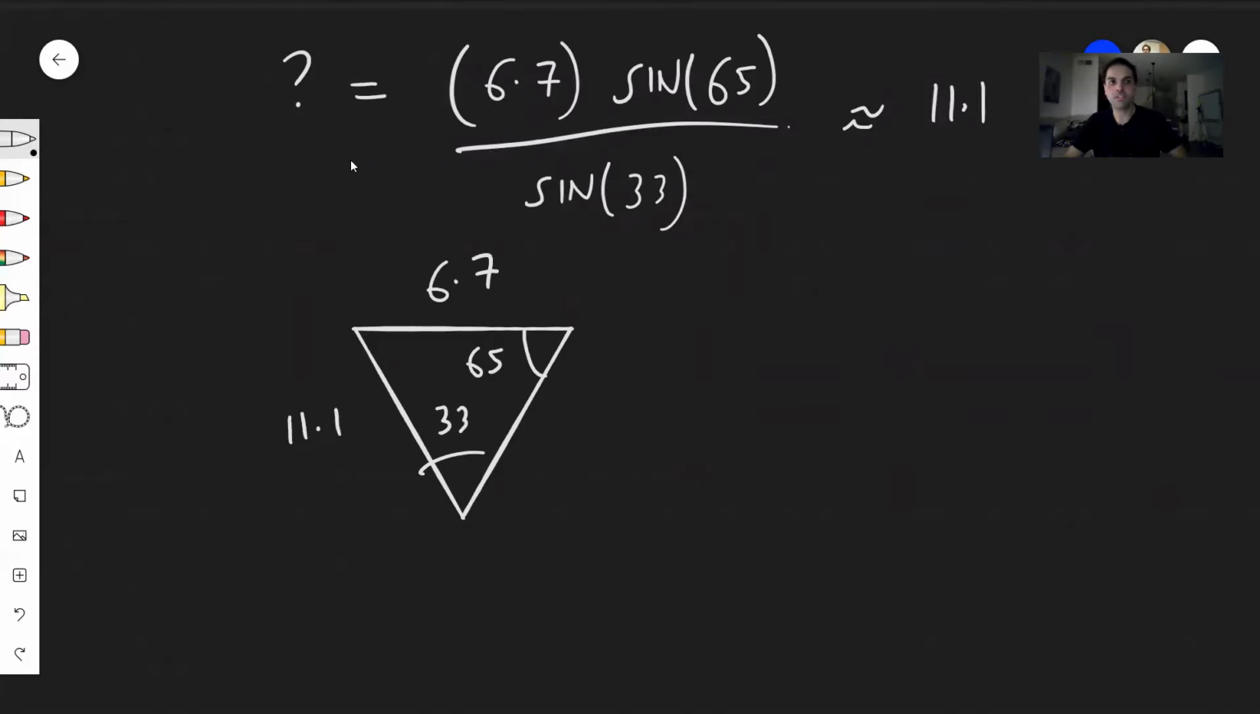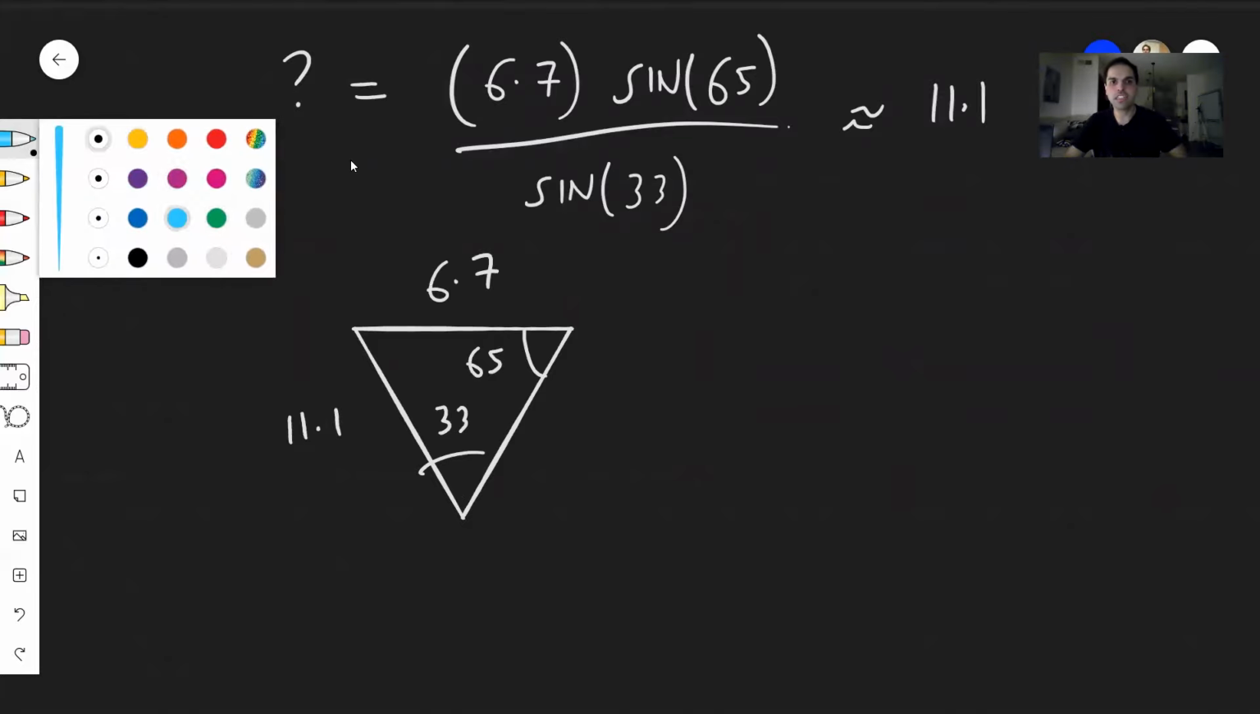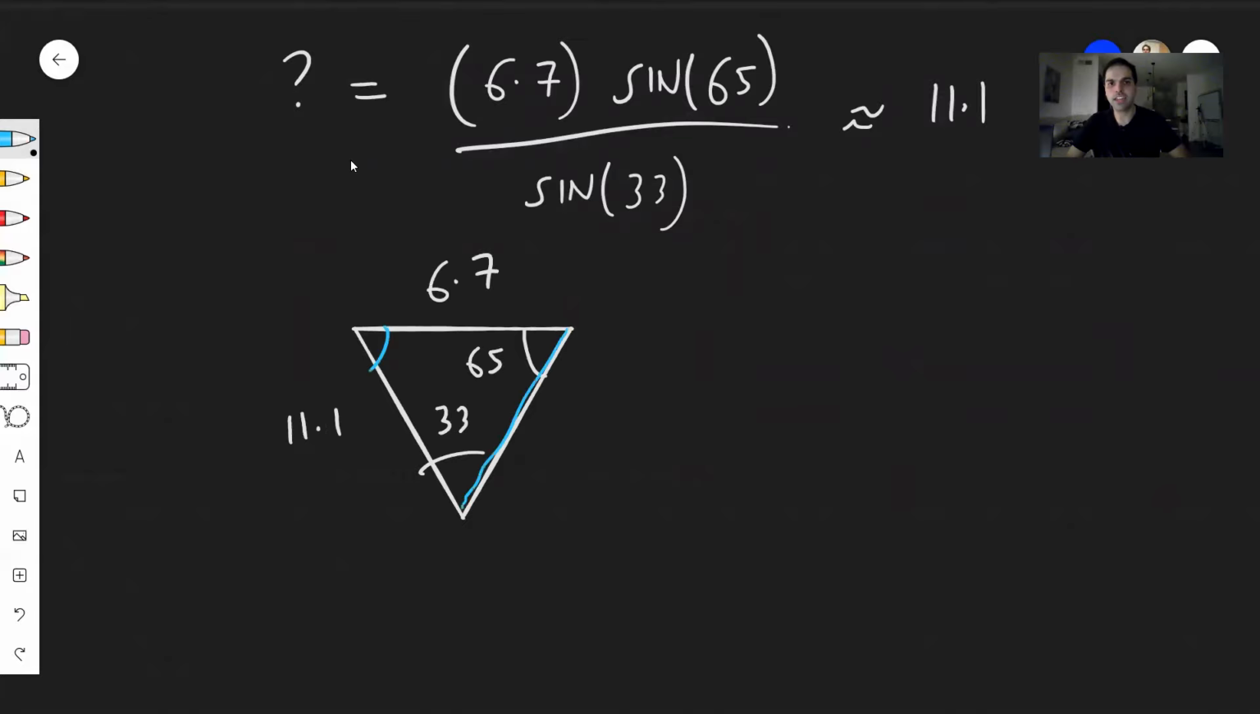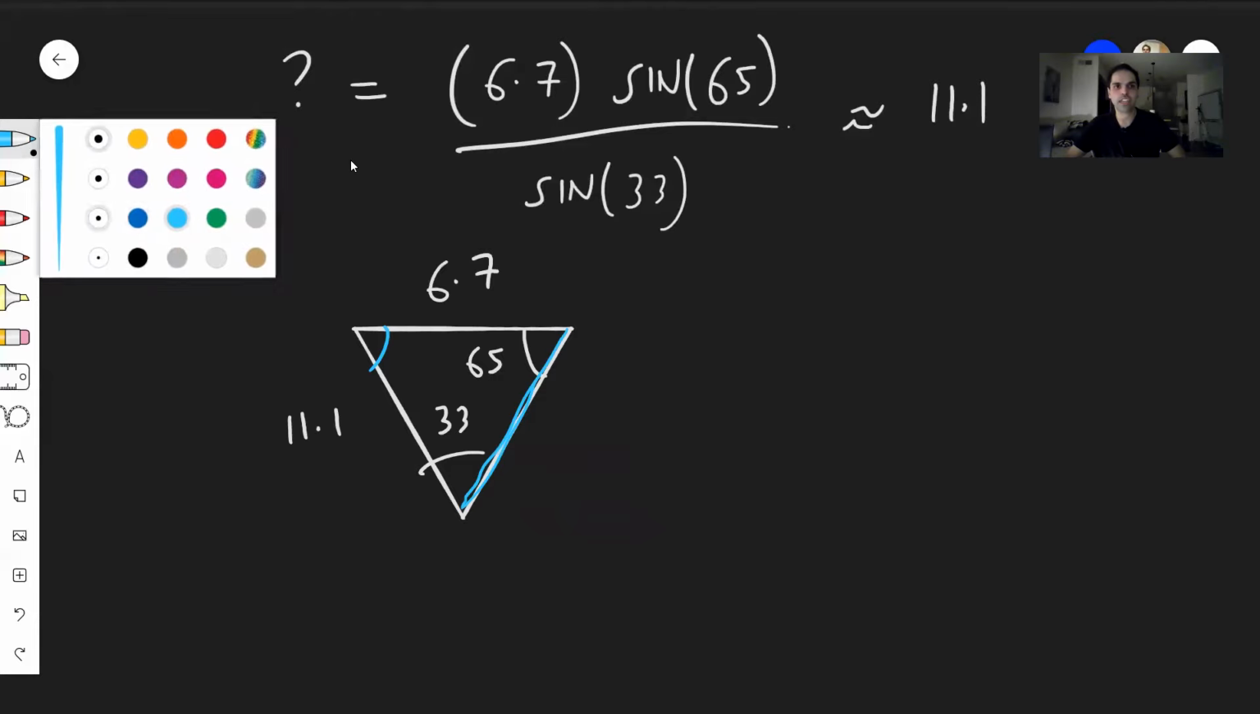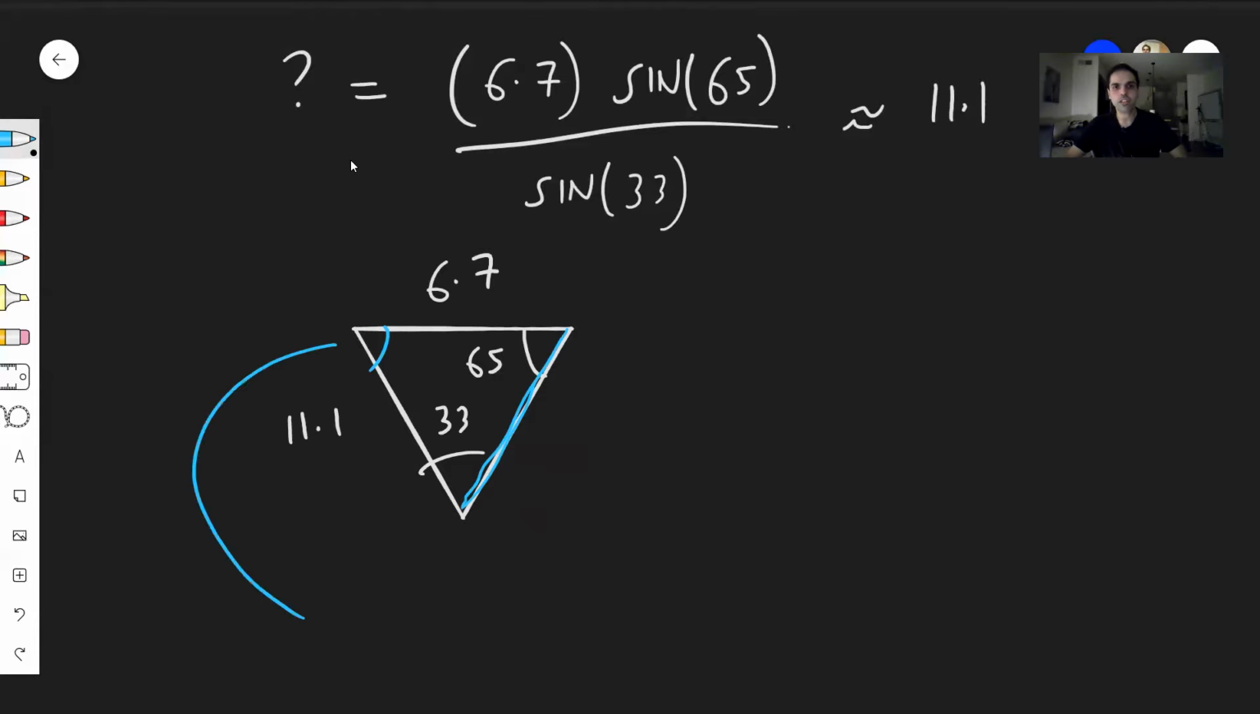Let's still try to figure out this angle and then this side. In order to figure out this angle, there's not much math needed, because remember, the sum of the angles of the triangle is 180. So this angle is just 180 minus 65 minus 33, which gives you 82, I believe. So this angle is 82.